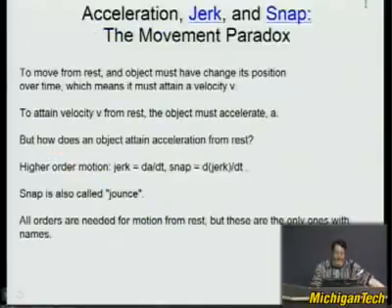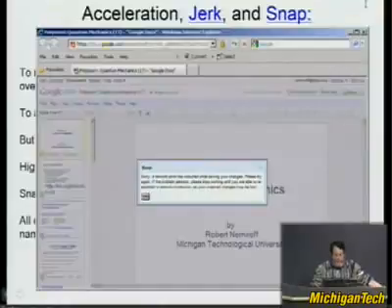Okay, acceleration, jerk, and snap, the movement paradox, as I like to call it. So to move from rest, an object must change its position over time, so that means it must attain a velocity v, right? So that's nothing controversial. To attain velocity v from rest, though, one must accelerate, so you must gain some acceleration a. But how does an object attain acceleration from rest? And then how does it do the next one?